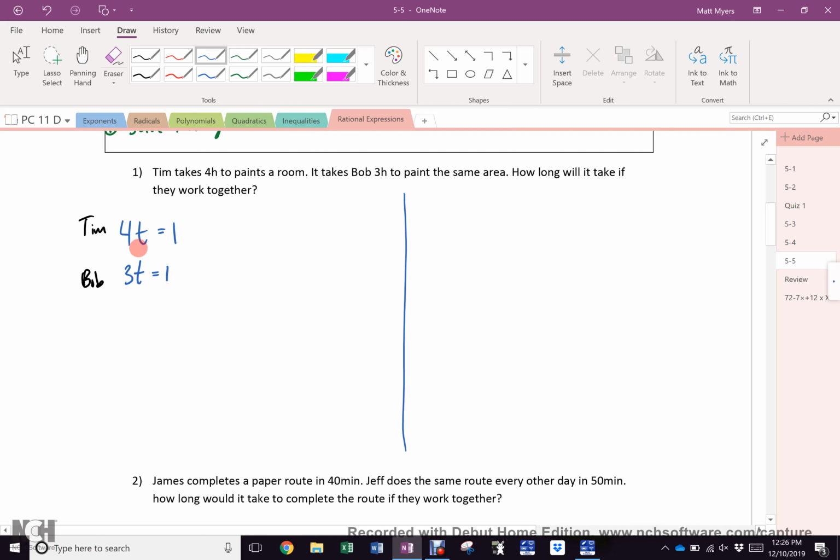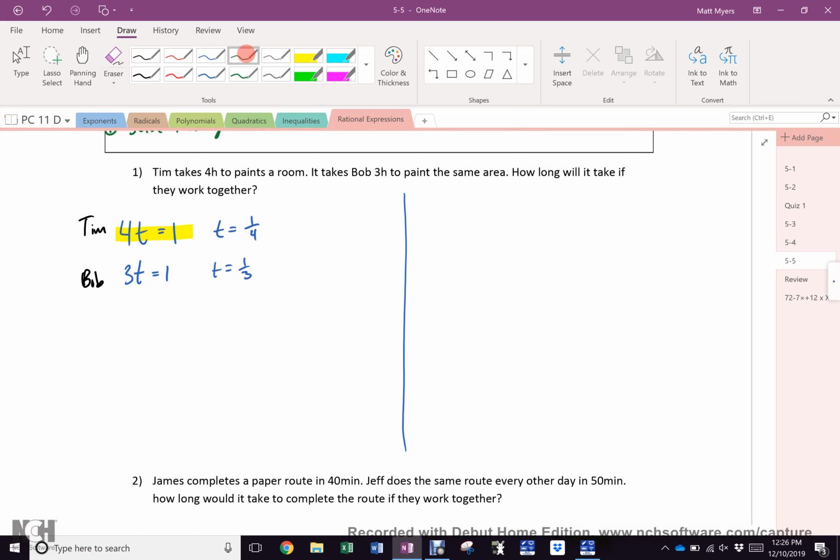So what then is the amount of time Tim needs right now? What would you do with that equation? It's grade 9 algebra. You would tell me T equaled 1/4, yes? And what would you tell me here? T equaled 1/3, yeah? Everyone agrees? Everyone's good, yeah? Alrighty.